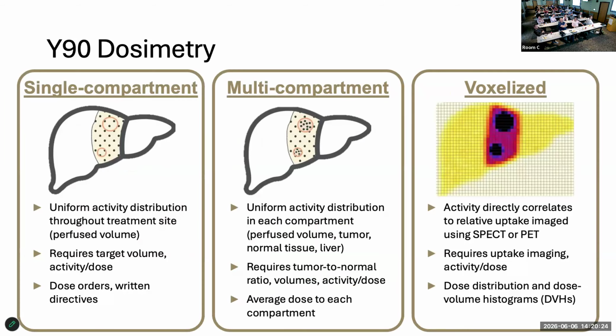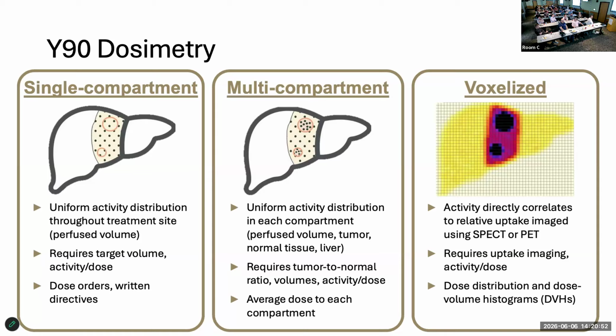Y90 dosimetry is constantly improving over time. A majority of sites will use something called single compartment dosimetry, where they assume a uniform activity distribution to a whole compartment. That's usually going to be your treatment compartment, your lobe, your segment, etc. Obviously, this is not realistically the case, but it's how we order doses, and it's how our IR physicians, or any of our physicians who order dose, understand your dosing for your target.